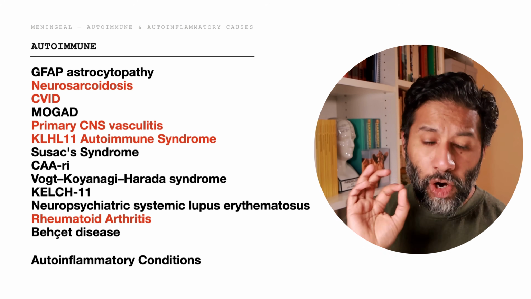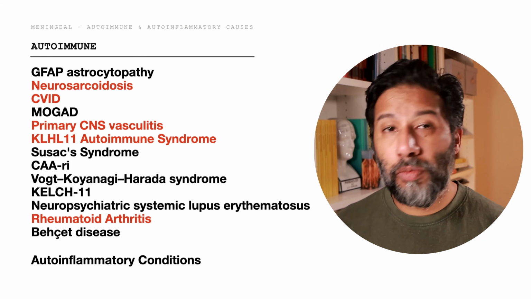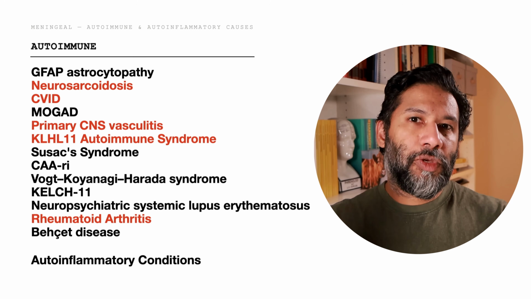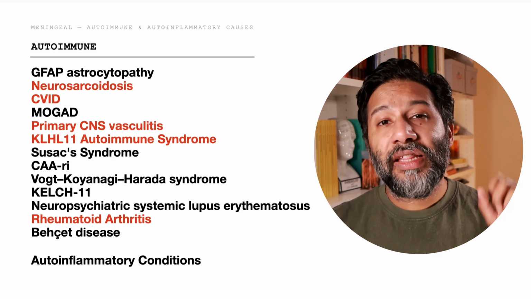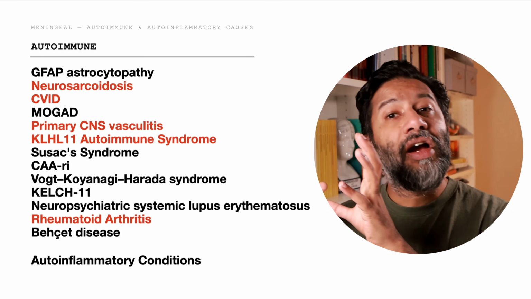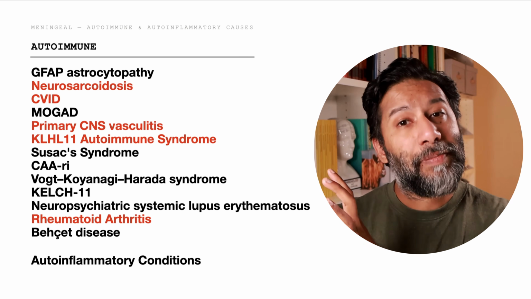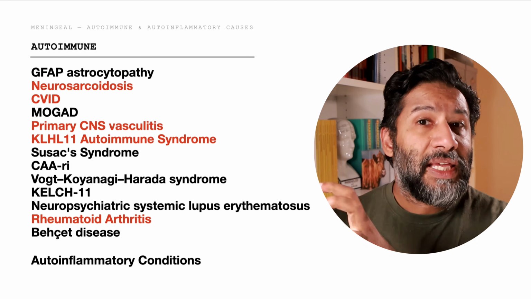Now, what are autoinflammatory conditions? Autoinflammatory conditions are different to autoimmune conditions. There's two arms of the immune system. We've got the innate immune system and we've got the adaptive immune system. The innate are macrophages, neutrophils, dendritic cells. The adaptive are things like B and T cells. Now, autoimmune conditions are to do with the B and the T cells.